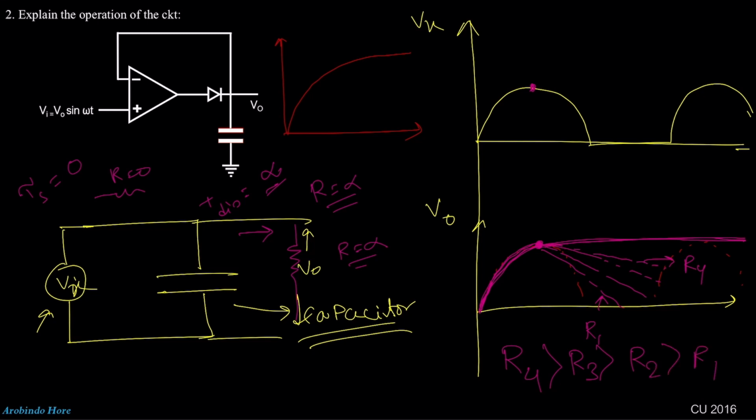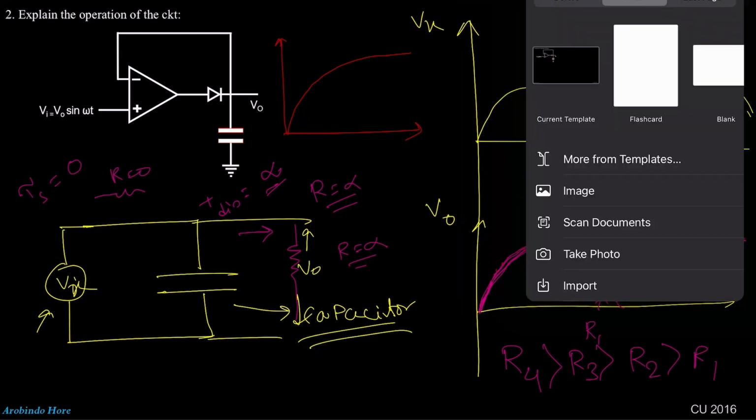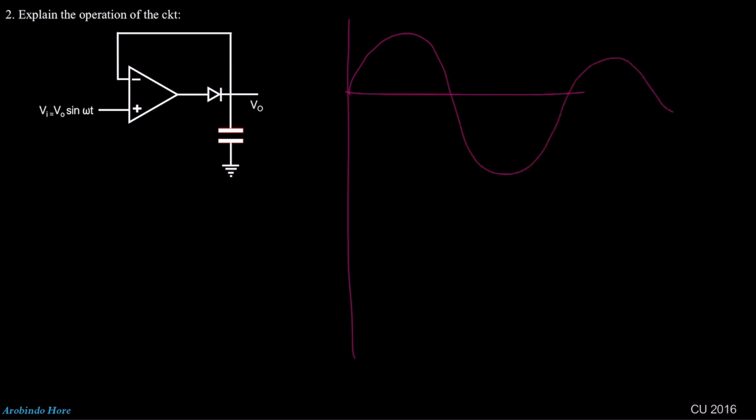That means if we do the whole thing together, then what will we get? This will be the input voltage. So the input voltage will be a sine wave. Okay, and how will the output voltage be? The output voltage will look like this.